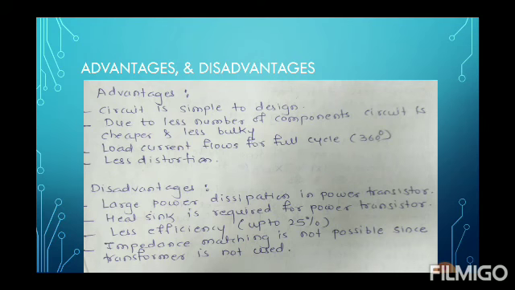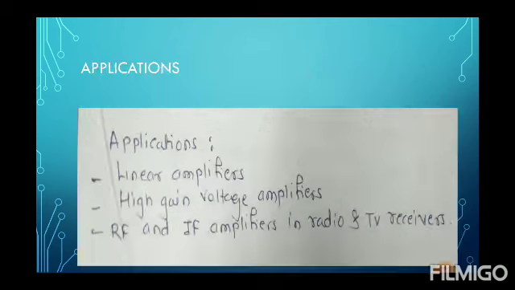Disadvantages. What are the disadvantages? Large power dissipation in the power transistor. A heat sink is required. I have already told you what heat sinks are. Less efficiency. Impedance matching is not possible since a transformer is not used. Applications: linear amplifiers, high gain voltage amplifiers, and RF and IF amplifiers and radio receivers.